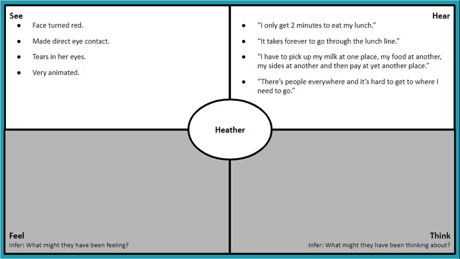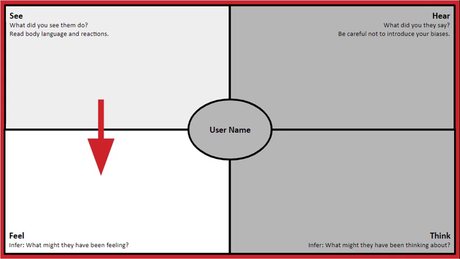The teammate who was recording what they heard noted a few phrases that she said. "I only get 2 minutes to eat my lunch. It takes forever to go through the lunch line. I have to pick up my milk at one place, my food at another, my sides at another, and then I have to pay at yet another place. There's people everywhere, and it's hard to get to where I need to go."